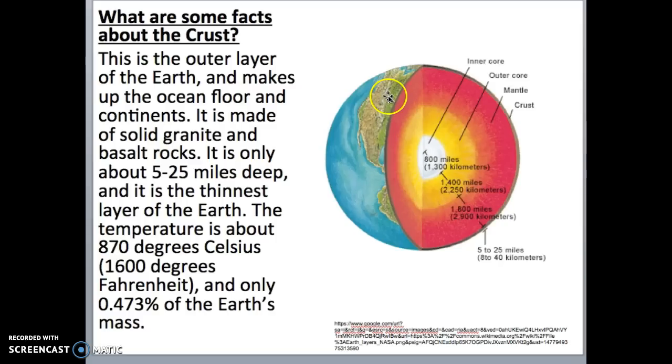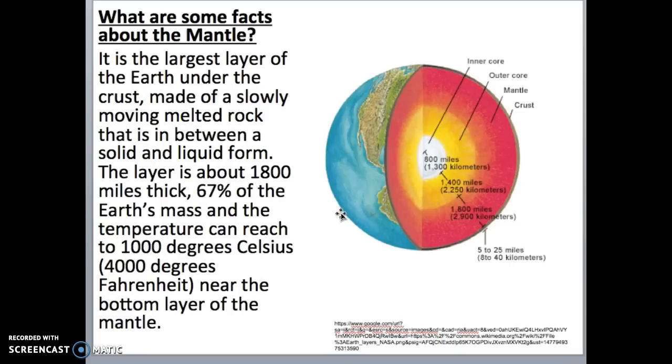The temperature of the crust is also the lowest compared to all the other layers. It's about 870 degrees Celsius, or if you convert that to Fahrenheit, it's about 1600 degrees Fahrenheit. Still quite hot, and it's only about 0.473% of the Earth's mass. So it's the lightest part of the Earth.